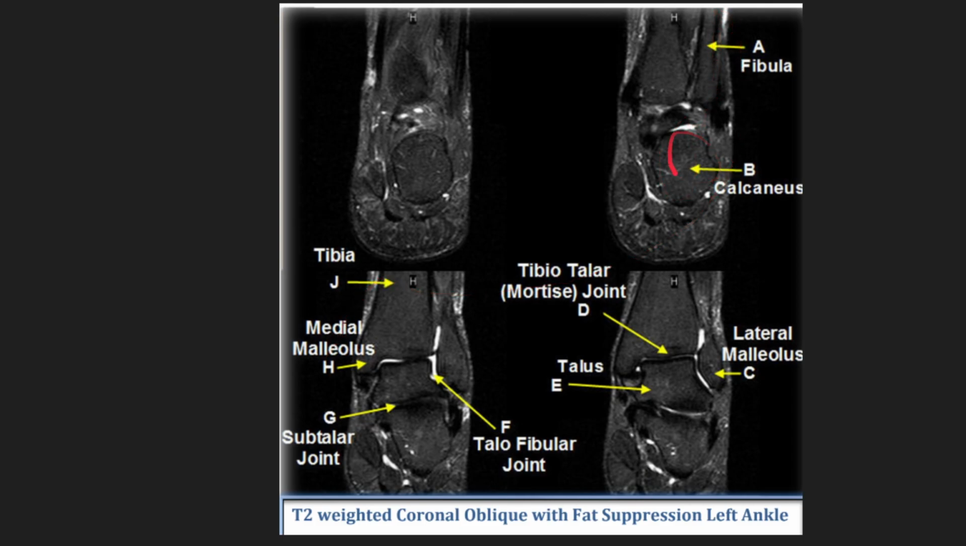Fibula, calcaneus. You have tibia, medial malleolus. You have talofibular joint, subtalar joint, lateral malleolus, talus and tibiotalar mortise joint.